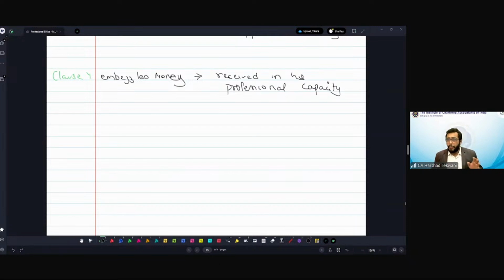And when I talk about professional capacity, not only statutory auditor, but any professional capacity I'm talking about. Because it's not only members in practice, I'm talking about members of the institute generally. So in any professional capacity, if I receive any money and embezzle that money, I will be held guilty of professional misconduct. Any doubt?